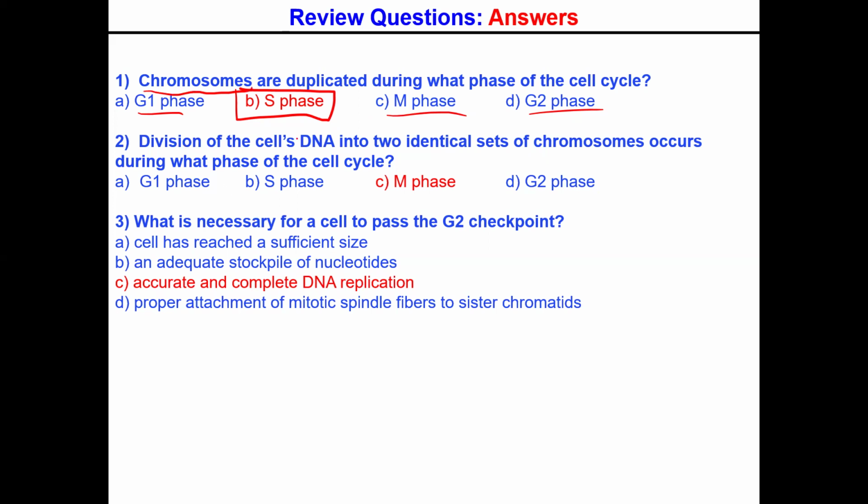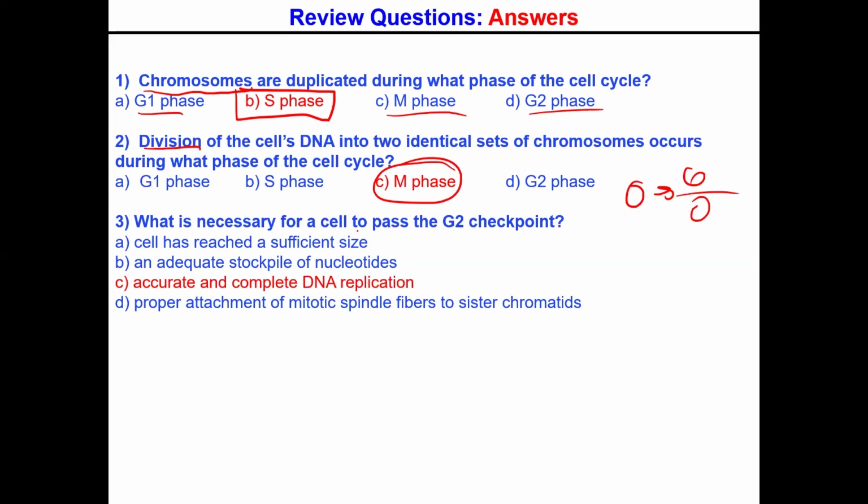During division of cells, the DNA is divided into 2 identical sets of chromosomes during what phase? Again, M phase: division, dividing out. In M phase, this is the only phase where we're physically separating them out.